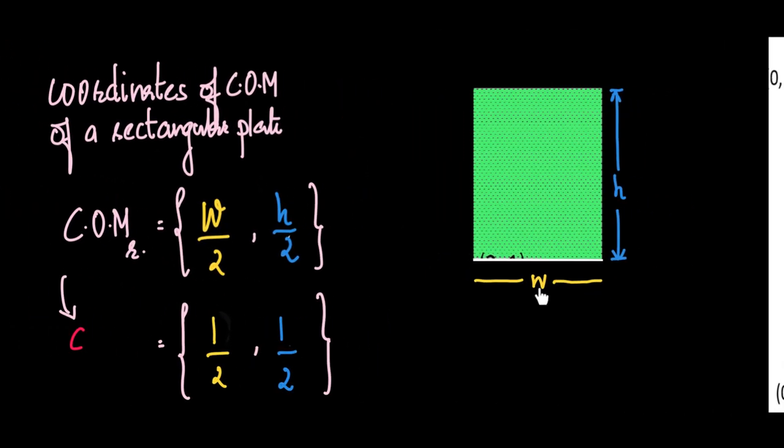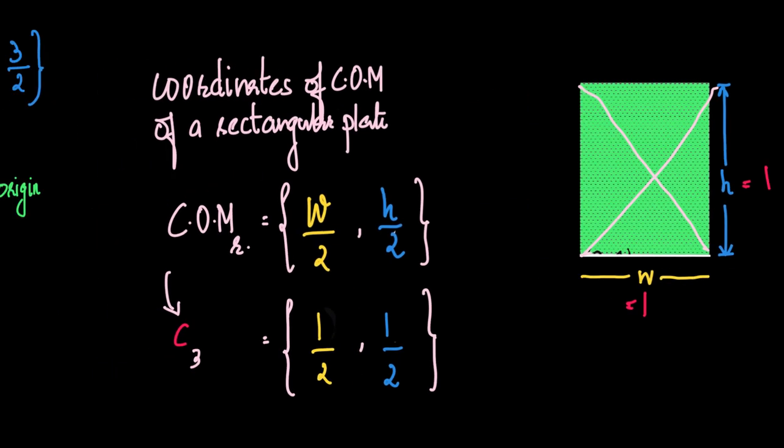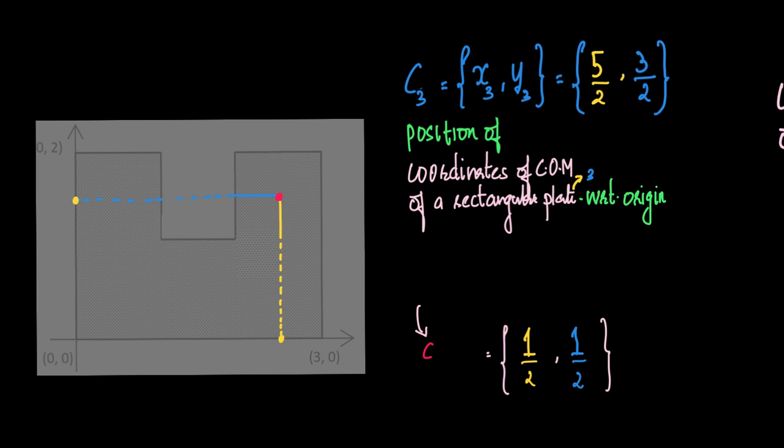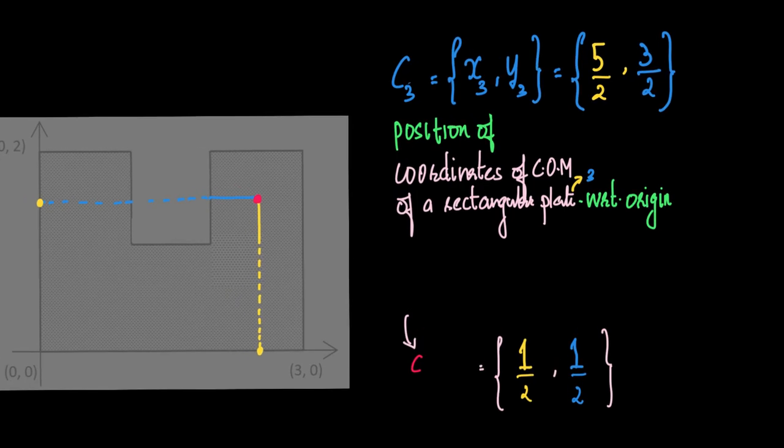Again, we have a rectangle with width 1 and height 1. The center of mass of a rectangular plate, by virtue of being a symmetrical figure, will be its geometric center, the point of intersection of its diagonals, which is W by 2 and H by 2, which is 1 by 2 and 1 by 2, right? And this is the center of mass of the third figure, but not with respect to the origin. How do you find it with respect to the origin?